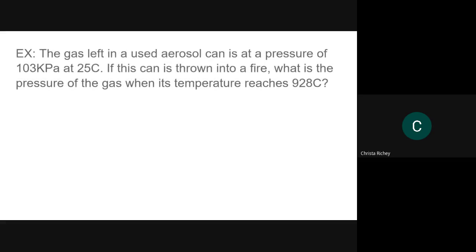All right, so we're already at the problem. Like I said, the individual notes on gas laws are unbelievably short. The hardest part is figuring out, is it a 1 or a 2? Okay, so the gas left in a used aerosol can is at a pressure of 103 kilopascals at 25 degrees Celsius. That is going to be my first set. But you have to remember, you have to add 273 to get kelvins. Then we're going to be stupid and throw it in the fire, and we want to know what the pressure of the gas is inside the can when the temperature reaches 928 degrees Celsius, a really hot fire.